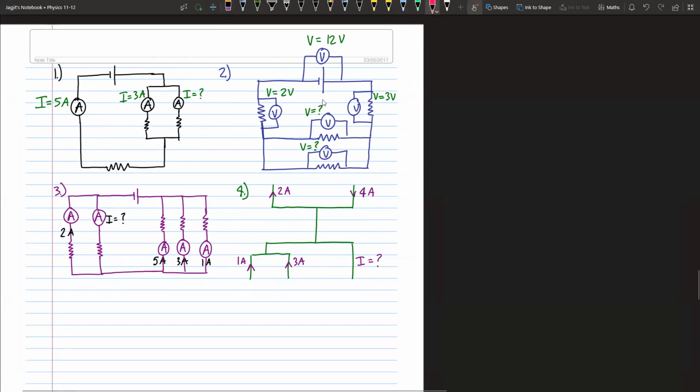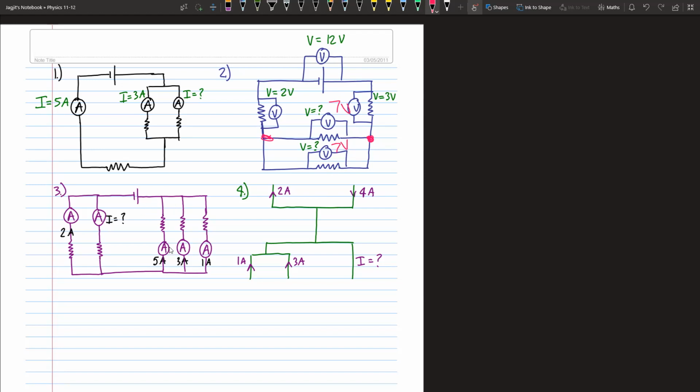Looking at question number 2. This is total voltage of 12 volts, 3 volts dropped here, 2 volts dropped here. So a total of 5 volts has dropped there. So leftover is 12 minus 5, which is 7. That means there's 7 volts left. So the voltage difference between this is 7. So that will be 7 volts, and this will be 7 volts too.